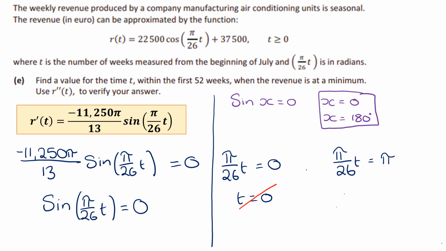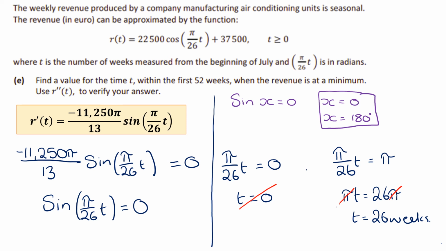Multiply both sides by 26, so pi t is equal to 26 pi. Cancel the pi's on both sides, and we get t equals 26 weeks, which kind of makes sense because of the question that we're working with, so half of 52 and so on. We haven't been asked this, but if we looked at the period of this function, it would be a year, so it's working each year. So halfway through that year is where we hit the minimum.